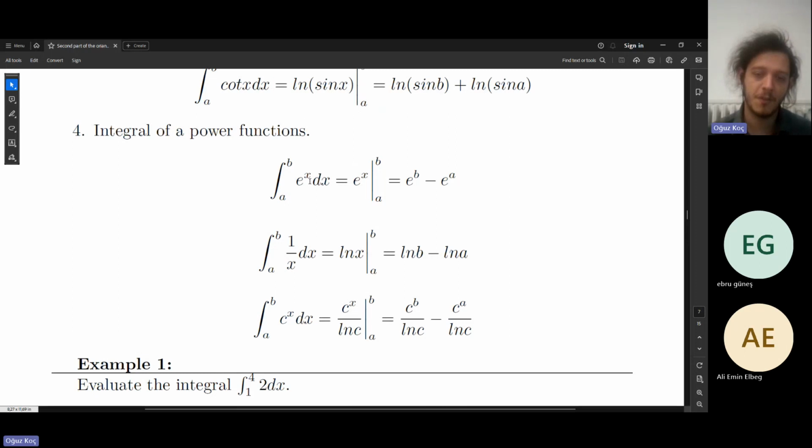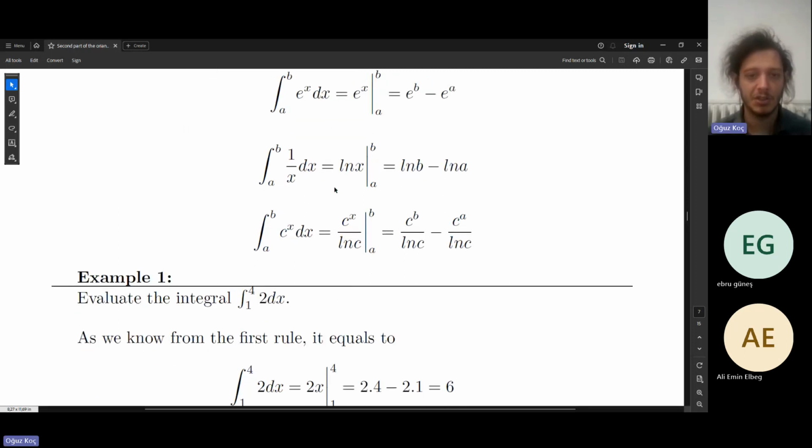The integral of power functions, as you know from the derivatives. When you take the derivative of a power function, whose base is equal to e, it is itself, and therefore the integral of e to the power x is also equal to itself. For the limits, upper and lower, it's equal to e to the b minus e to the a here.